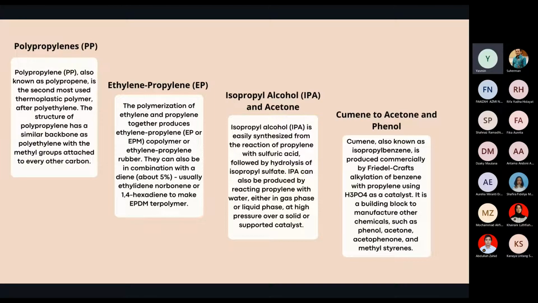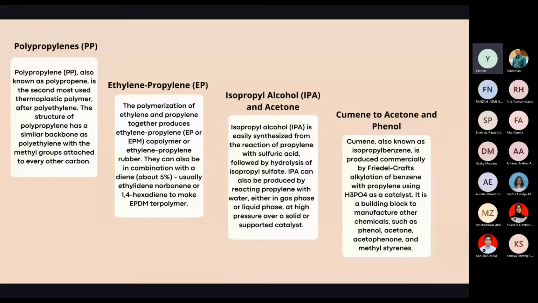Isopropyl alcohol is easily synthesized from the reaction of propylene with sulfuric acid followed by hydrolysis of isopropyl sulfate. IPA can also be produced by reacting propylene with water, either in gas phase or liquid phase at high pressure over a solid or supported catalyst.